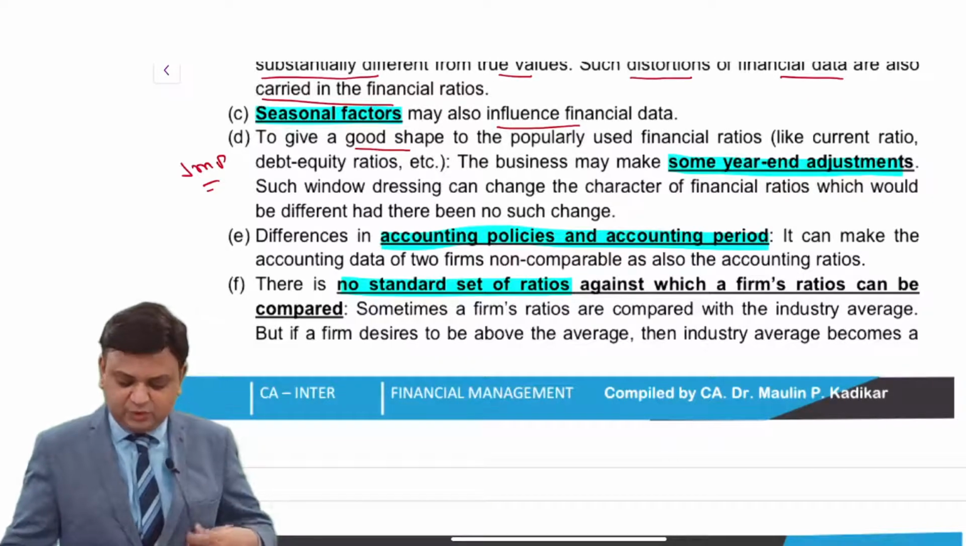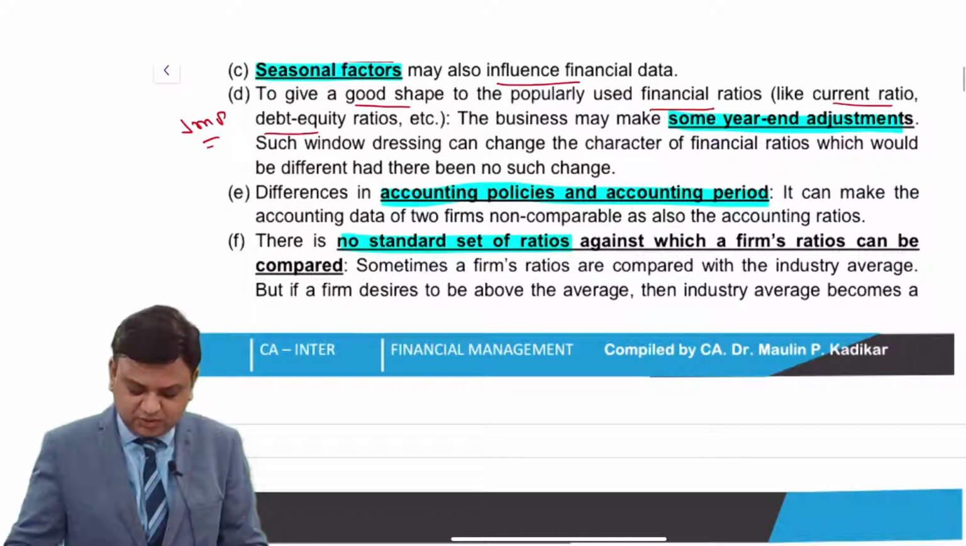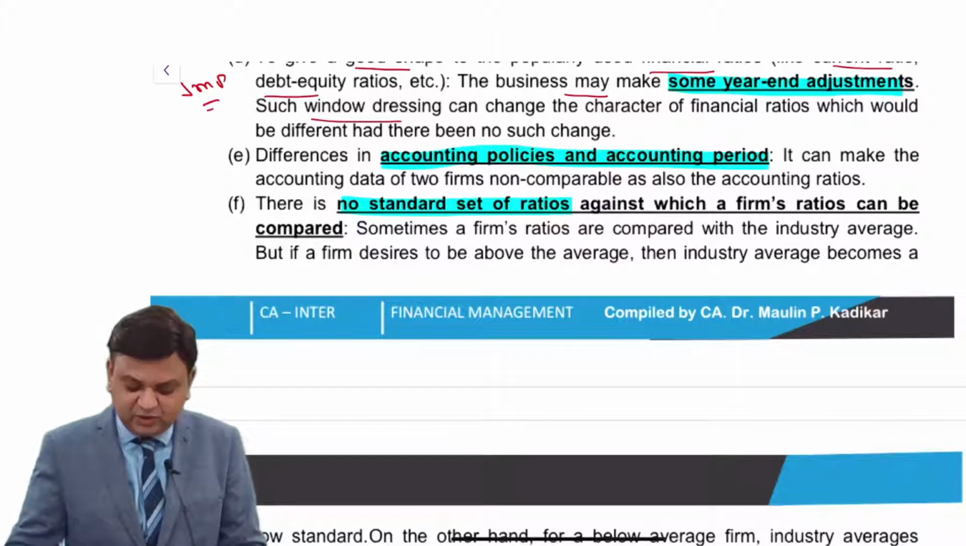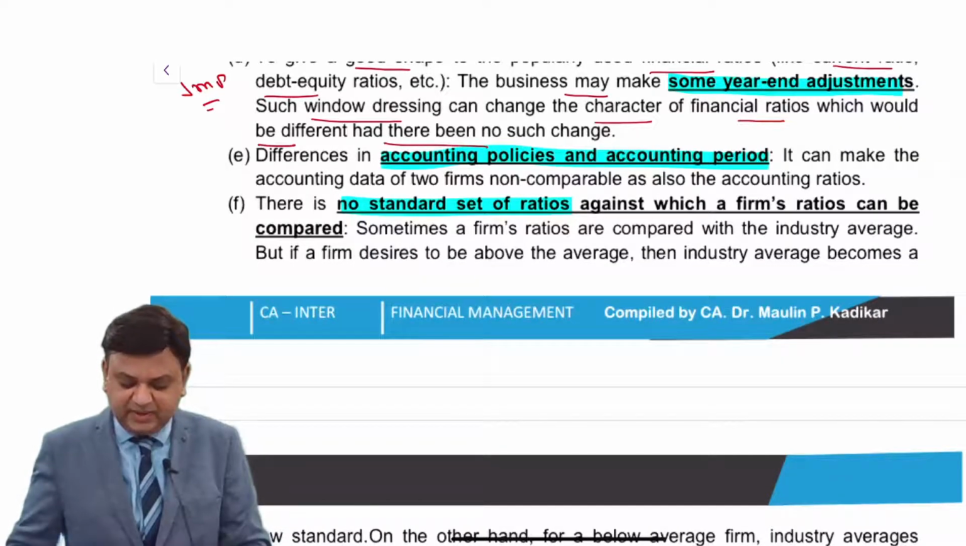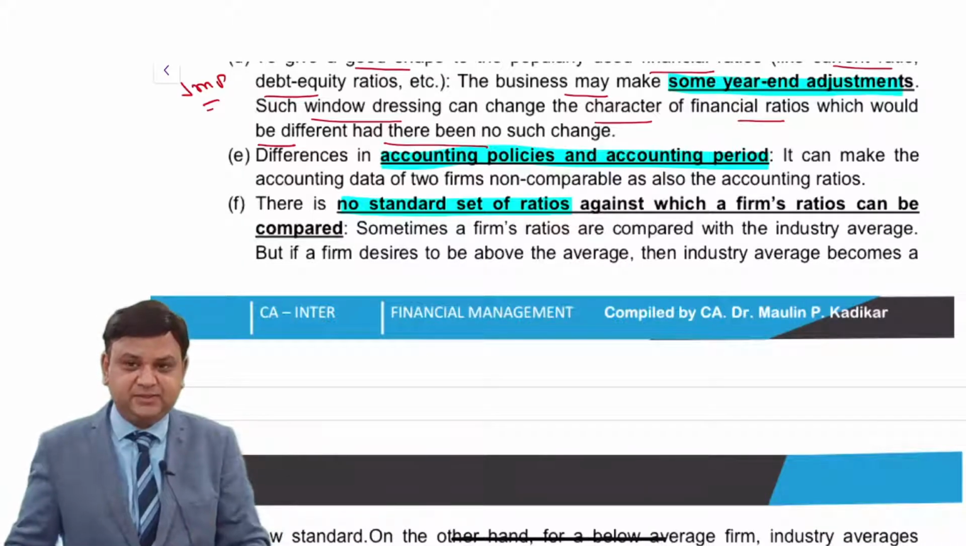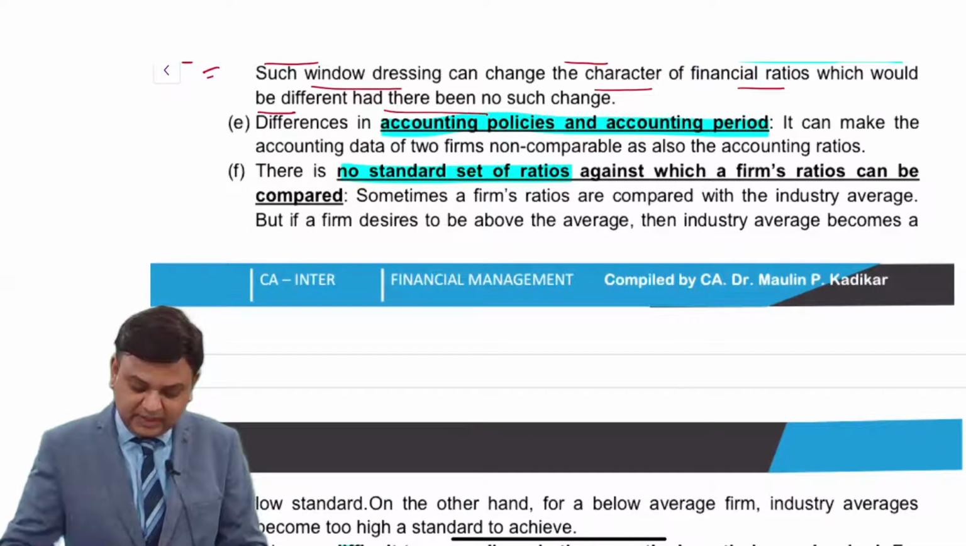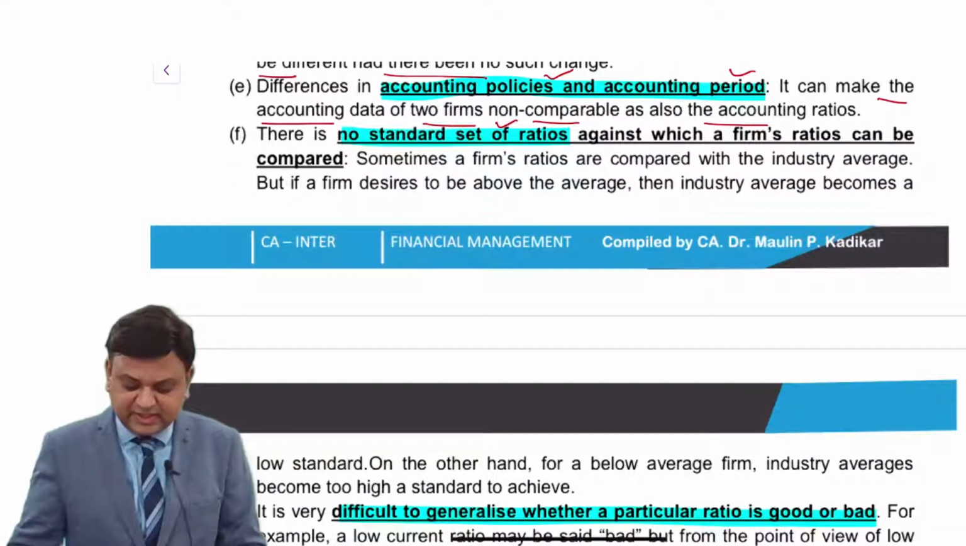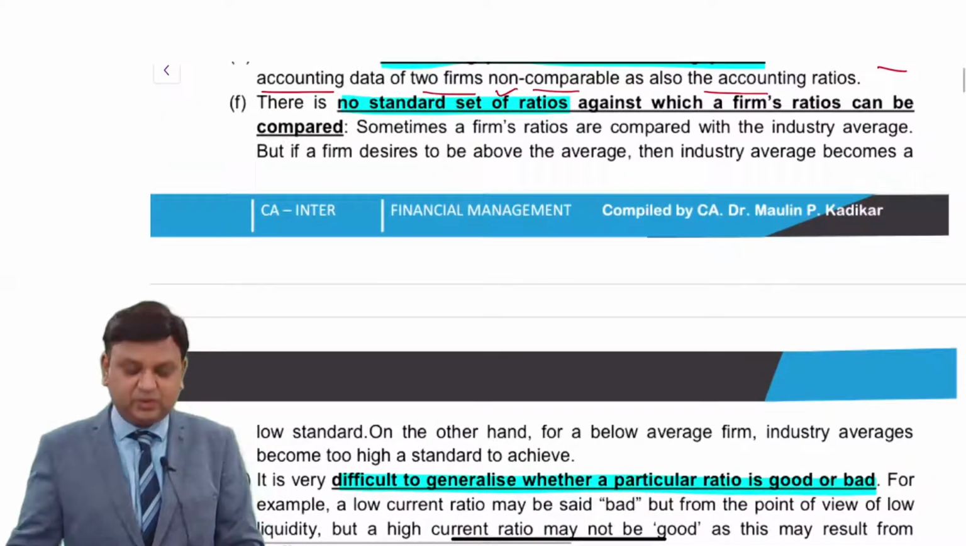To give a good shape to popularly used financial ratios like the current ratio and debt equity ratio, the business may make some year-end adjustments. Such window dressing can change the character of the financial ratio, which would be different had there been no such year-end adjustments. Differences in accounting policies and accounting period can make the accounting data of two firms non-comparable, as also the accounting ratios. There is no standard set of ratios against which a firm's ratio can be compared.